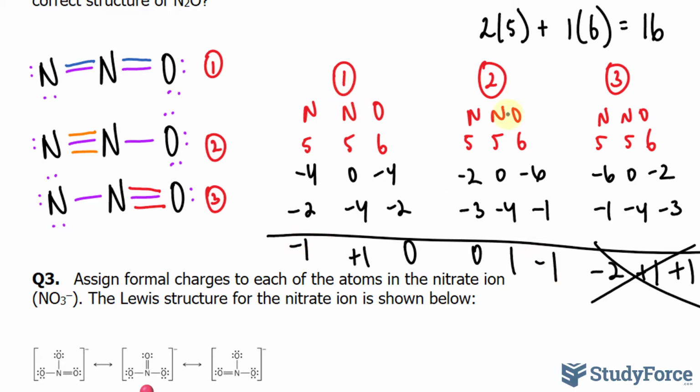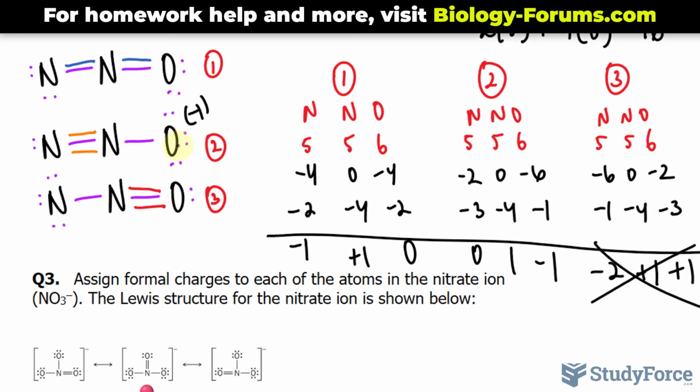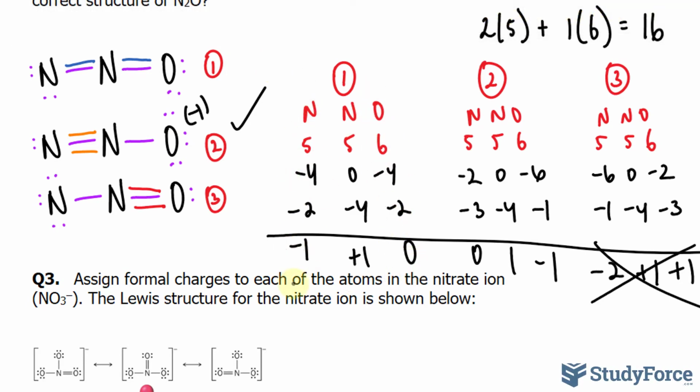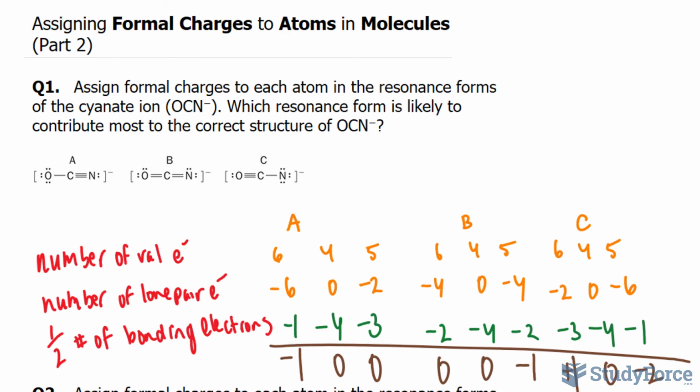Then we have to decide between 1 and 2. Because this structure, specifically this oxygen, has the -1 charge, and because oxygen is most electronegative in comparison to nitrogen, this one is the one that you choose. Whereas over here, the oxygen was neutral and the nitrogen was negative. So we are less likely to see this and more likely to see this structure. And there you have it. That is how to assign formal charges to atoms in molecules.